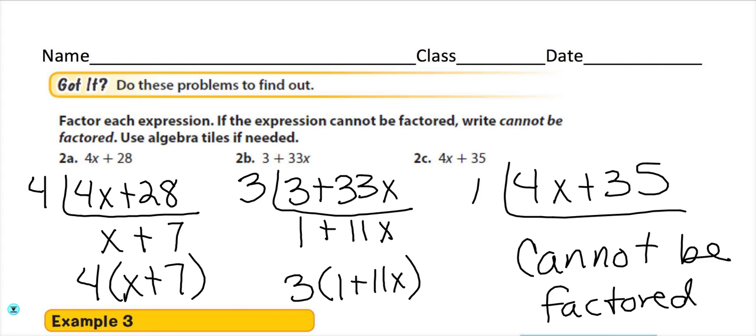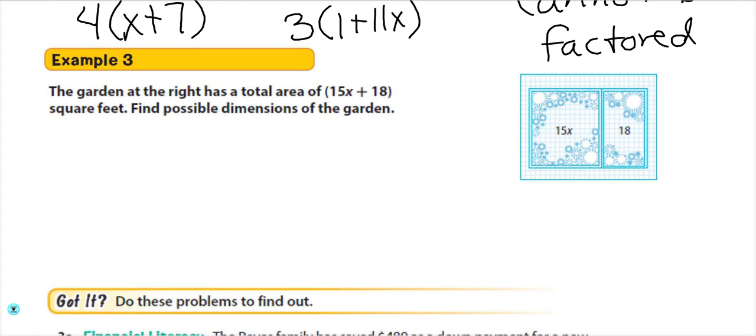All right, let's look at example 3. The garden at the right has a total area of 15x plus 18 square feet. Find the possible dimensions of the garden. All right, so we're going to factor it. Okay, so we're going to take 15x plus 18. All right, so we're going to take a look and figure out what's the highest thing that goes into 15 and 18. That would be 3.